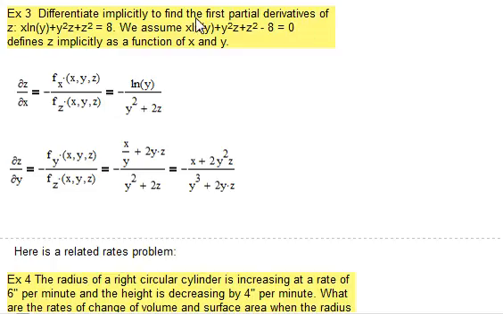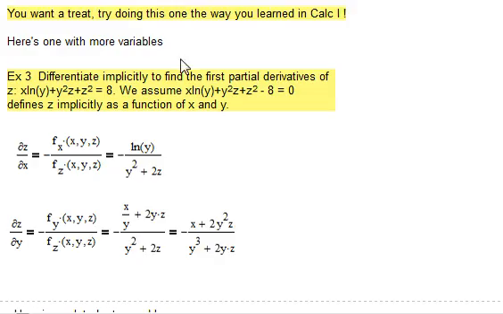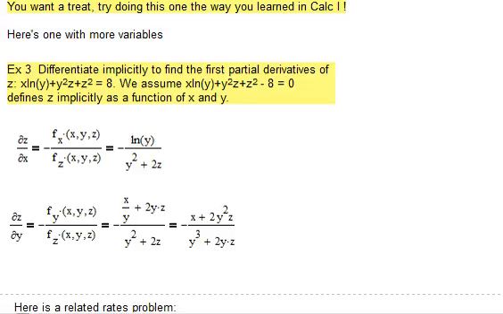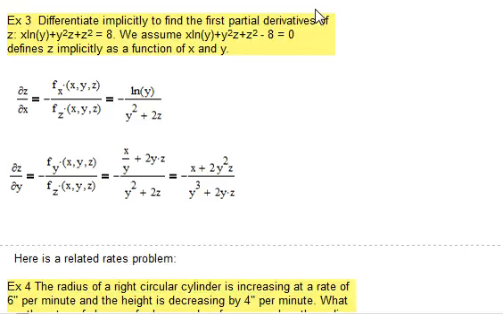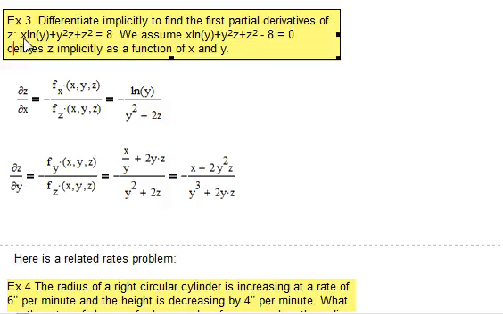Here's an example with more variables. Differentiate implicitly to find the first partial derivatives of z. We have the equation x times ln of y plus y squared times z squared plus z squared equals 8. So we assume it's x times ln of y plus y squared times z squared plus z squared minus 8 equals 0. We assume that equation defines z implicitly as a function of x and y.